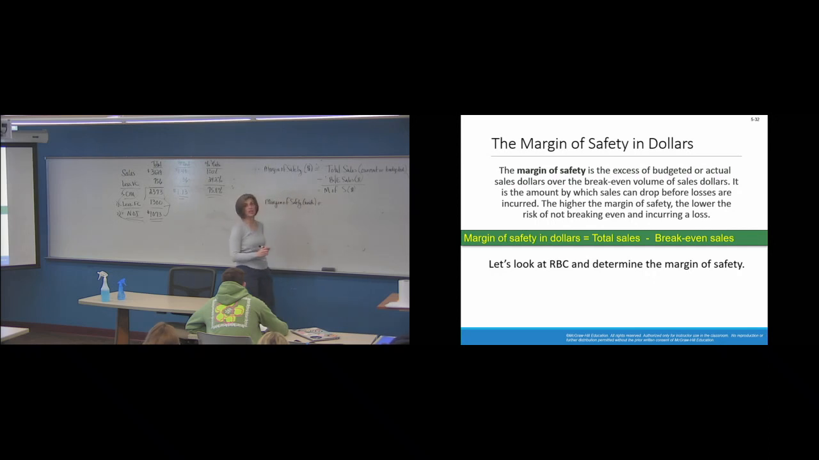Very similar, I'm just going to change all the dollars to units. You've got your total sales in units, and that can be current or budgeted units, minus your break-even units, and you get margin of safety units. And lastly, margin of safety as a percentage.